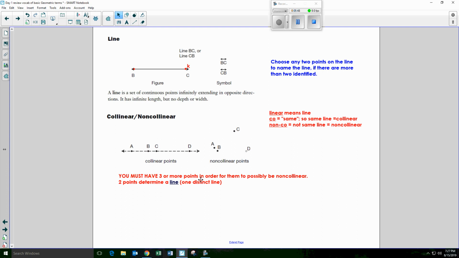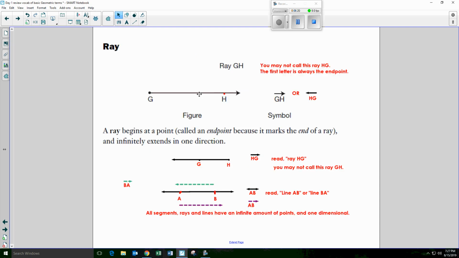Now, in order to be non-collinear, there must be at least 3 points. You can't have 2 points and call it non-collinear, because any 2 points determine a line, so they'd be collinear. But if you have 3 or more points, they could be non-collinear. So I could just have A, B, and C, and that's non-collinear, or A, B, and D. But they also have to be non-collinear. If I had this A, B, and C, they're still collinear. Or if I had this B, C, and D, they're still collinear. So they have to be not on the same line and at least 3 points. Remember that.